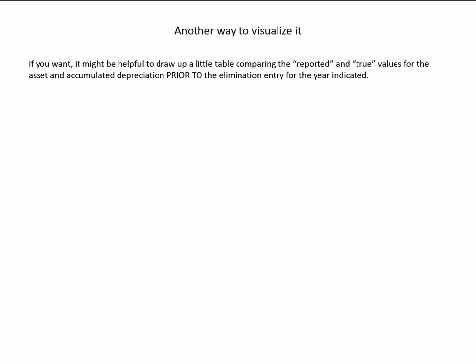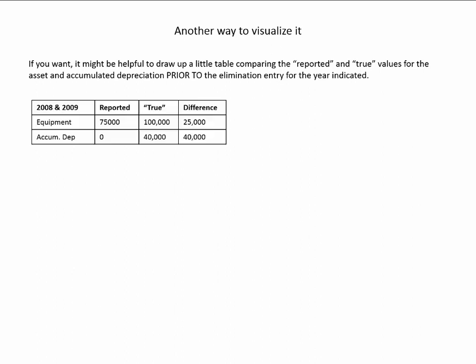It might be helpful in looking at this to draw up a little table comparing the reported and true values for the asset and its accumulated depreciation each year, and from that you can see how the elimination entry is getting us from point A to point B, from the reported values to the true values. So for 2008 and 2009, again, this is prior to the adjusting entries at the end of the year and the elimination entries, the reported equipment cost was $75,000 at the end of the year.